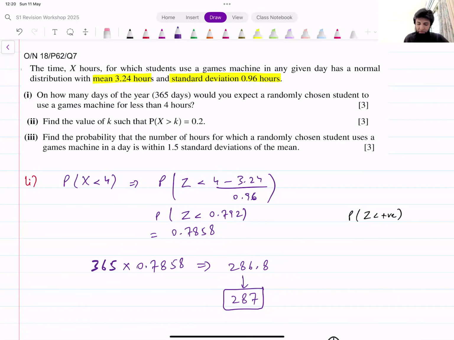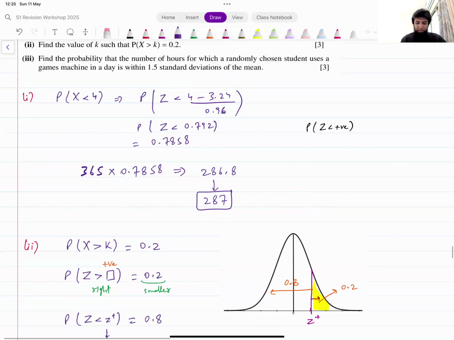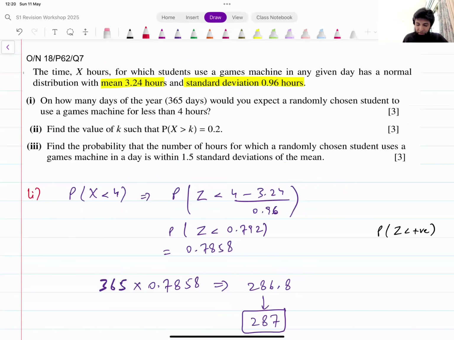Second part is just inverse normal. Probability of x greater than k is 0.2. And you can just find the value of k using inverse normal, right? We have done that multiple times. The last part is what I want to focus on in this. The last part says, find the number of hours for which a randomly chosen student uses the games machine in a day that is within 1.5 standard deviations of the mean. Within 1.5 standard deviations of the mean.